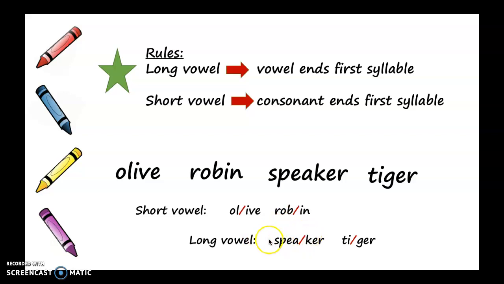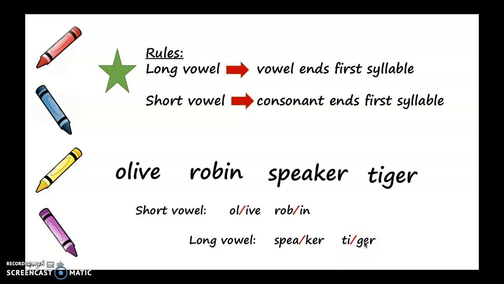The long vowel words that I have are speaker. Do you hear the E sound, the long E? Therefore, I break it apart after the vowel sound. Same thing with the word tiger. Do you hear how the I says its name? Ti-ger. There's our rule. We're going to break it apart after that vowel, which is going to be our first syllable break. Ti, tiger. Get it?